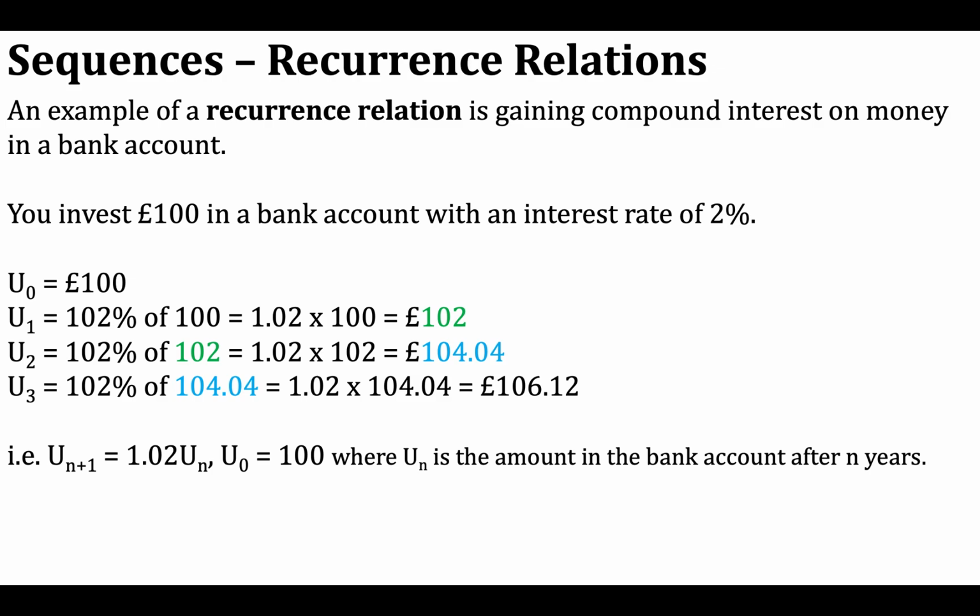I.e., here, our recurrence relation, un plus 1, remember that was the next term in the sequence, is equal to 1.02 multiplied by un, which is the previous term in the sequence, where u0, that's the initial value, is equal to 100, and un is the amount in the bank account after n years.